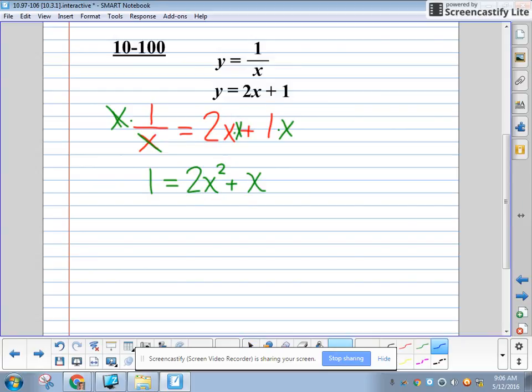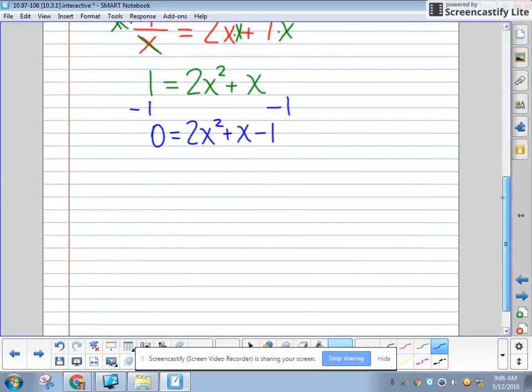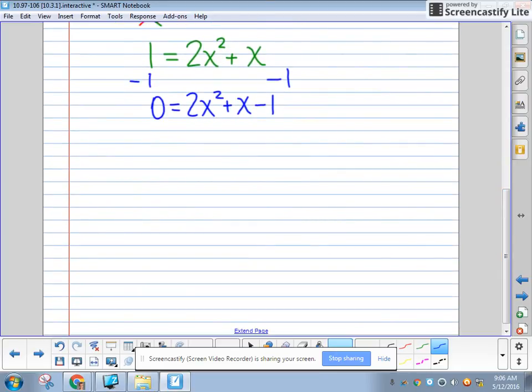so I need to solve my quadratic, and the first thing you always need to do to solve a quadratic is make it equal to 0. So I'm going to subtract 1 from both sides to get 0 on this side, and then I have 2x squared plus x minus 1. Since I have a quadratic and I'm solving it now, I get to choose which method I want to use. This time I think I'll try using the quadratic formula.